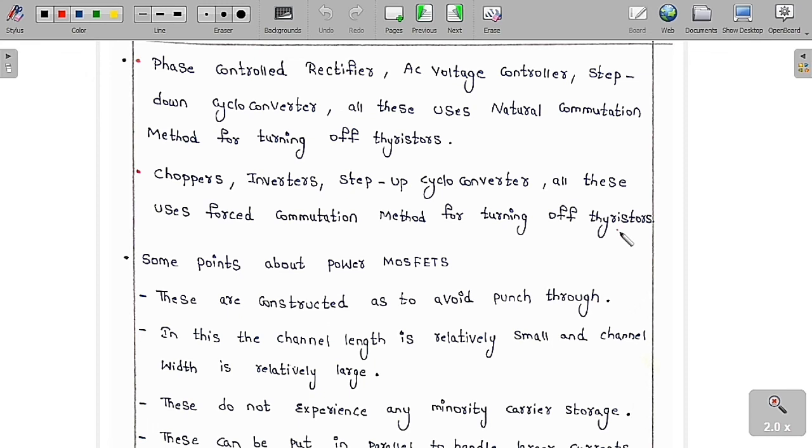Similarly, the choppers, inverters, and the step up cycloconverter, in all of these we are going to use forced commutation for turning off the thyristors. So the AC voltage controller is no need to keep here. So this point is not there. Only the phase control rectifier and the step down cycloconverter use natural commutation for turning off thyristors, whereas the choppers, inverters, and the step up cycloconverters use the forced commutation method for turning off the thyristors.